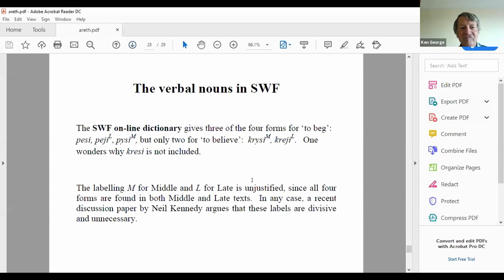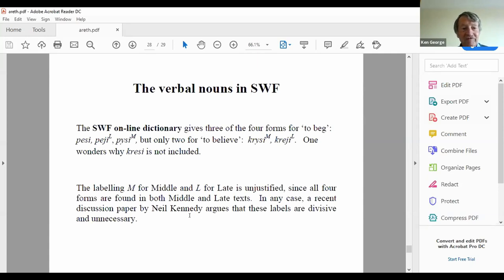And if we look at the Swift Online Dictionary, we find that we have three of the four forms for 'to beg': Pezzi, Pedgy, and Pizzy, these two being labelled late and middle. There's no justification for that. All four forms occurred in both middle and late, and only two for 'to believe': Prizzy and Credgy, and not Prezzy, which is perhaps the best of all the four forms.